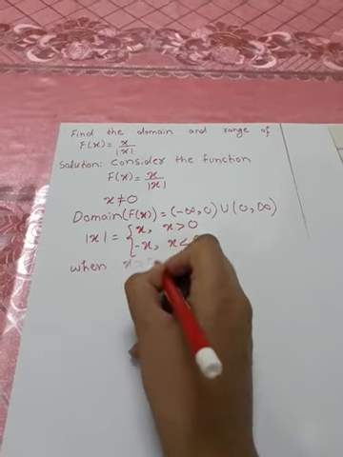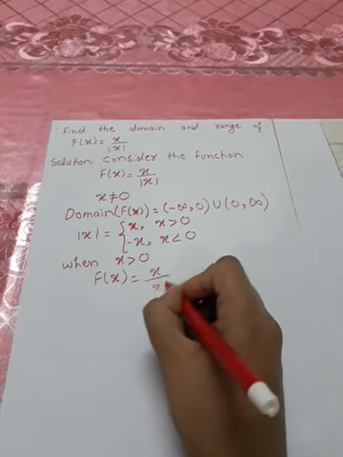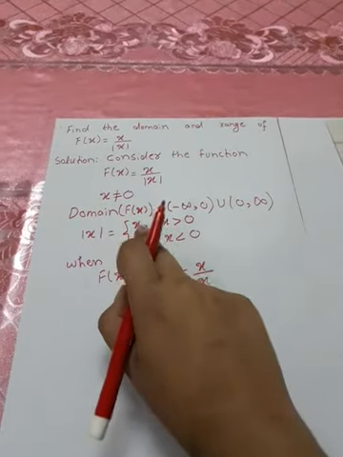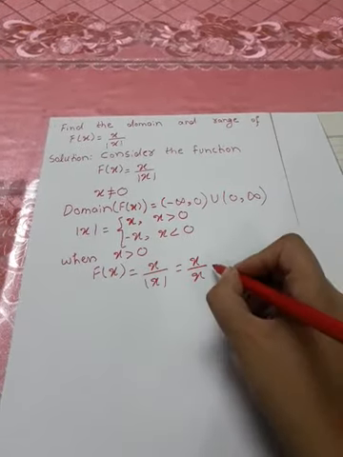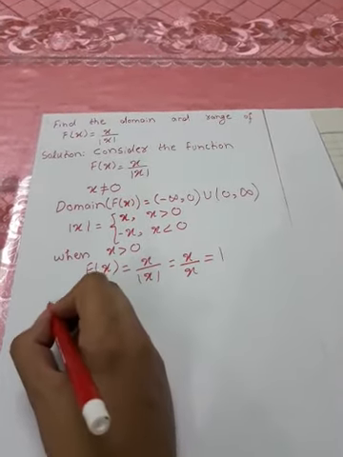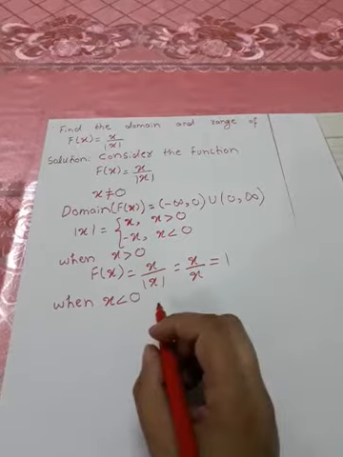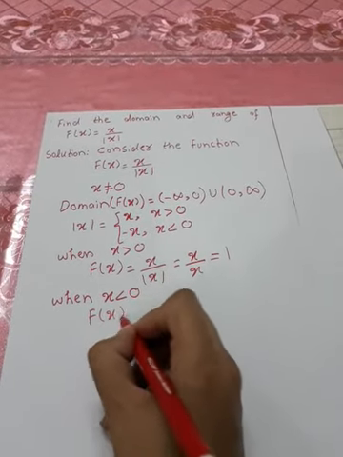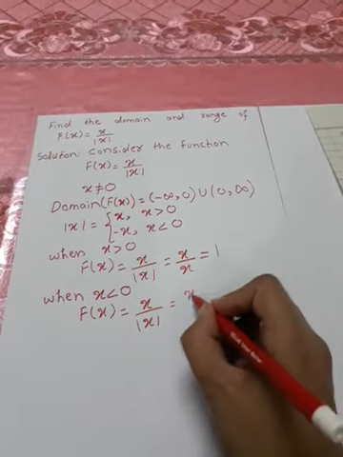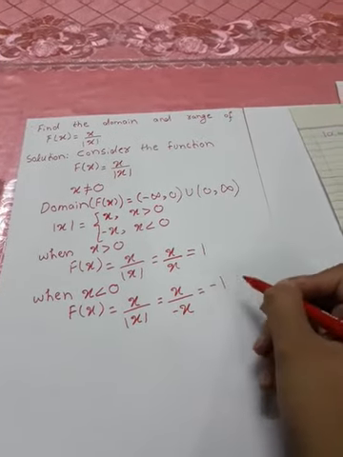When x is greater than 0, f of x is x divided by absolute value x, which becomes x by x, because absolute value x equals x when x is greater than 0. So I get f of x equal to 1. When x is any negative real number, f of x gives x divided by absolute value x, which equals x divided by minus x, which equals minus 1.